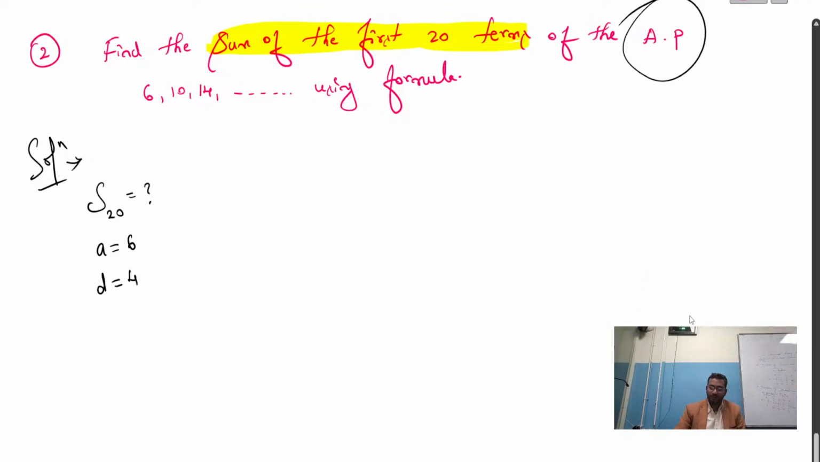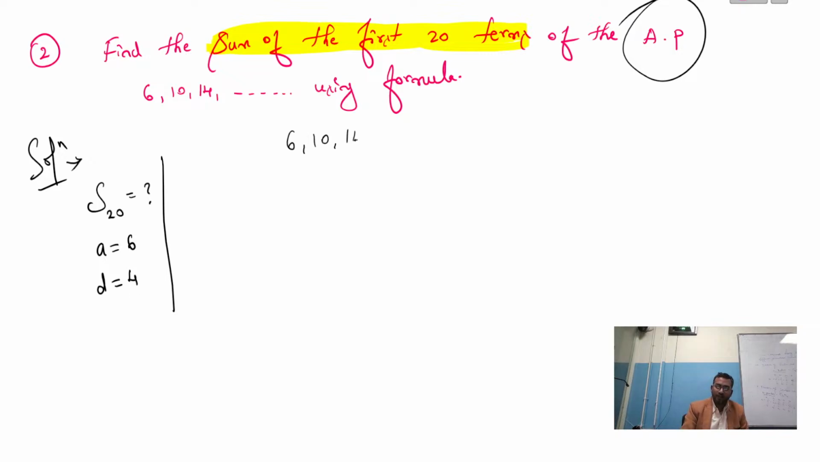Let me erase this part. Now I hope you have understood how we got the value of d. But here you can see in this 6, 10 and 14, it goes on continuing. Where it's going to stop, we don't know. It means we don't know the nth term. We don't have the nth term in this. We have only the first term and common difference. We can find the first term and common difference in this.